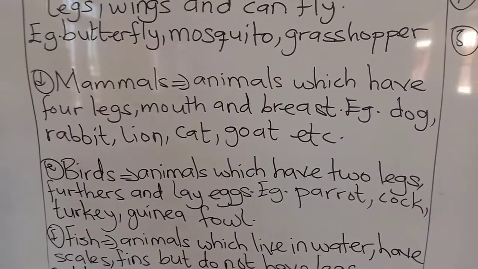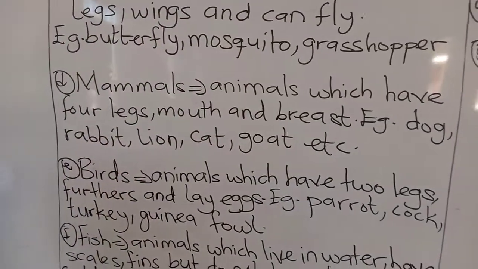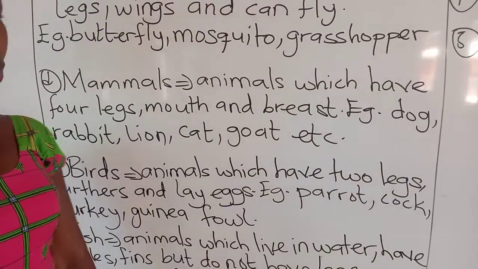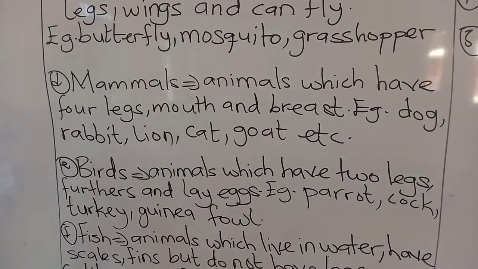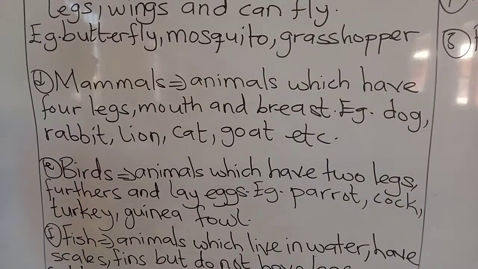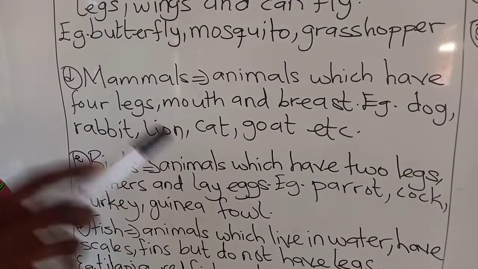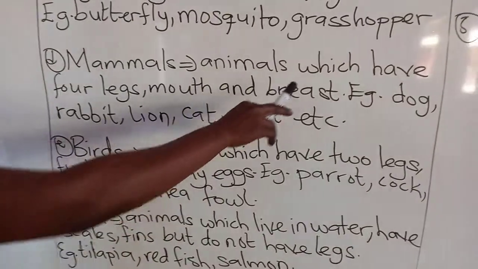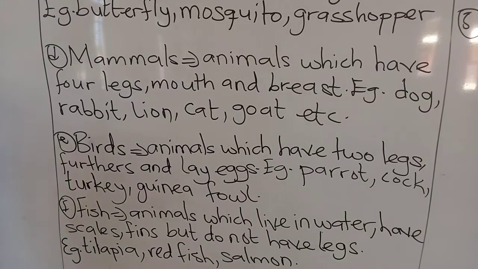Sometimes the dog is our pet. So we could play with it by touching some part of the body. You could see that the dog has four legs. It also has a mouth. And it has small breasts, so that when they give birth or when they reproduce, the smaller ones can breastfeed, as human beings do.